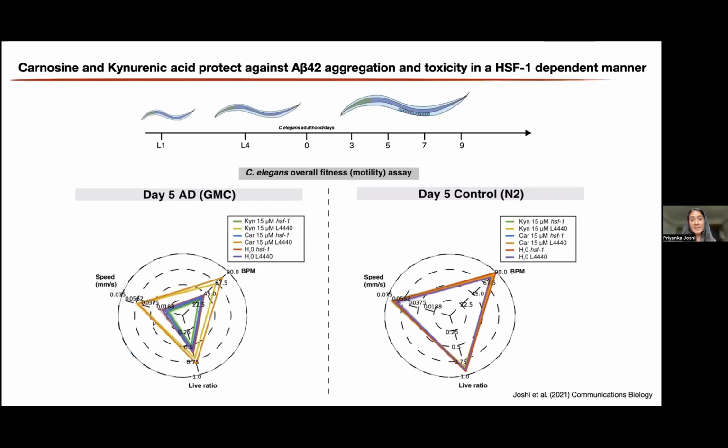So in C. elegans, at day 5, there is a GMC model where you express A-beta 42 in the muscle cell, and as it aggregates, it causes worm paralysis. And what I saw was that two metabolites, carnosine and kynurenic acid, were able to rescue this phenotype by improving fitness in the speed, the bends per minute, and the live ratio, as you can see on the left-hand side panel, but did not have any effect in the control.